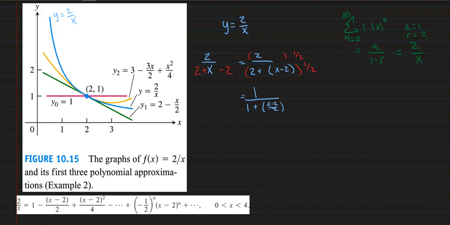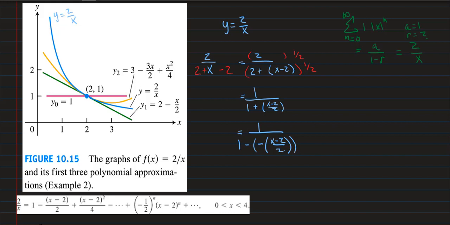Now this I could also rewrite as 1 over 1 minus, and then I've got x minus 2 over 2, but make this a negative, minus a negative. So I've got 1 over 1 minus a negative, x minus 2 over 2. I wrote it in this form so that you can see what a and what r are going to be equal to, so that it's in this form.